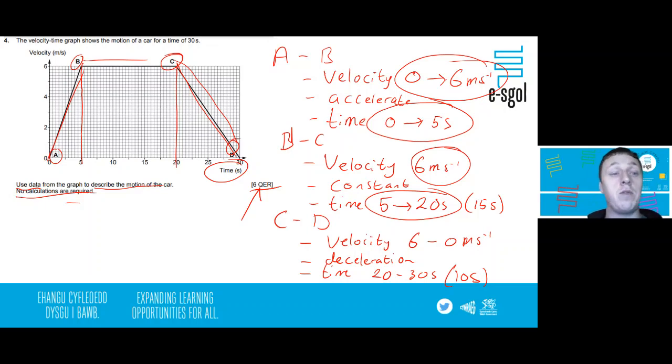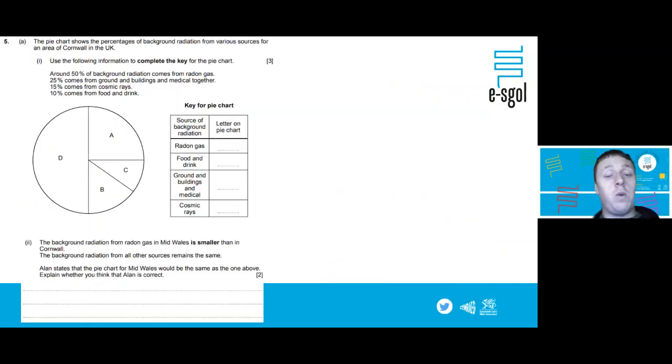What we can do now is move on to question 5, which is where we see a radiation and half-life question. In this particular question, we have a pie chart that shows the percentage of background radiation. So hopefully you recall that background radiation is radiation present in the environment around us, and the area in focus here is Cornwall. So hopefully in your studies you got to learn that Cornwall is an area where there's a larger amount of radon gas, if you recall that.